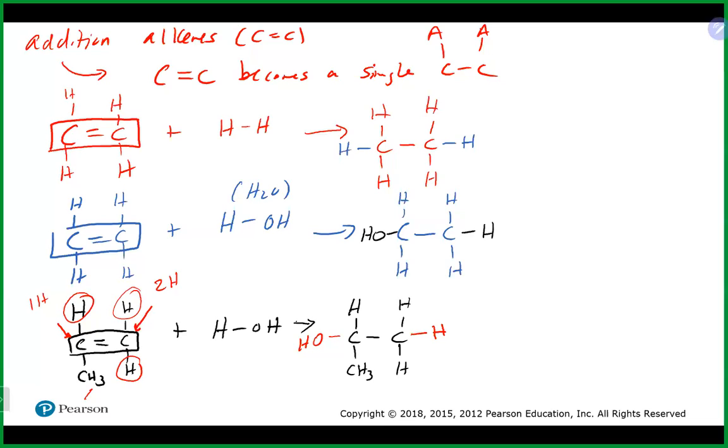So that's the one thing you have to watch out for with addition reactions of alkenes: if at that carbon-carbon double bond you've got some differences in the hydrogens. When you add water, or if you added something like HCl or HBr, that hydrogen should always end up at the carbon that had the most hydrogens to begin with. Any questions on that?